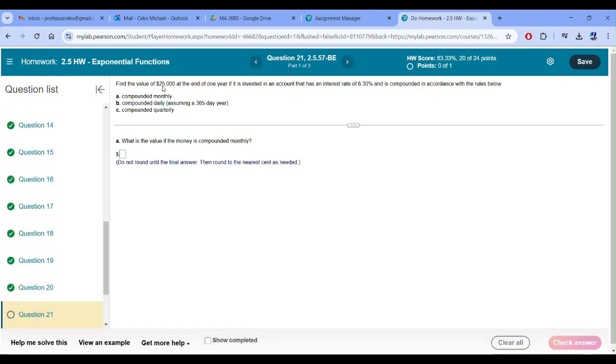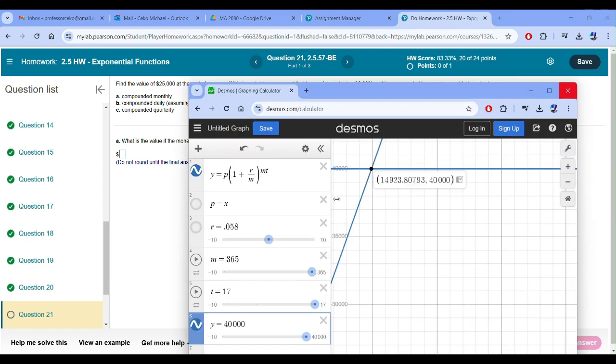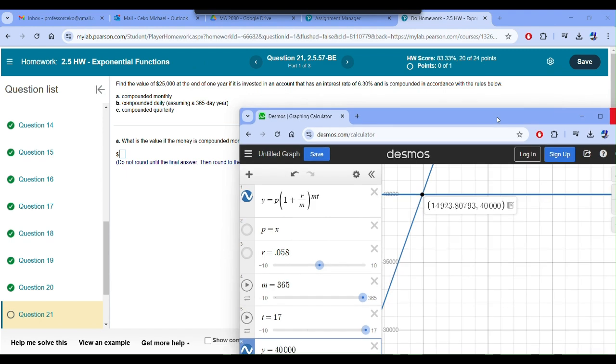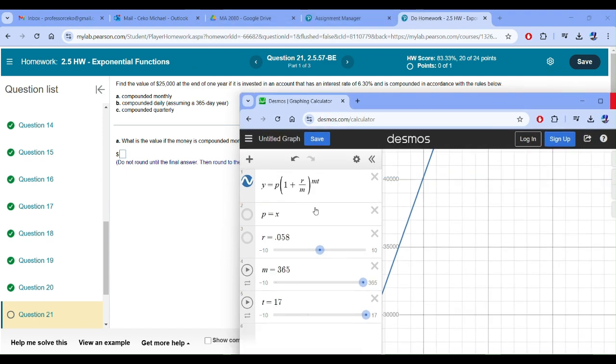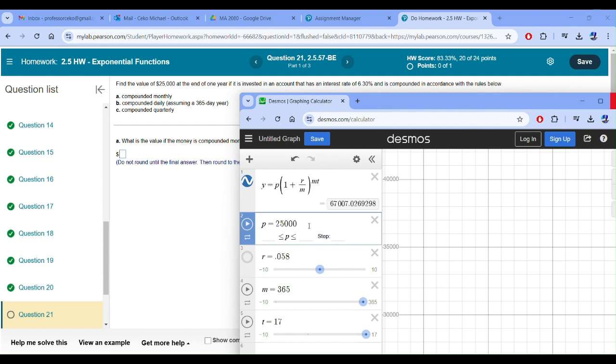Okay. All right, find the value of $25,000 at the end of 1 year if it's invested in an account that earns an interest rate, and it's compounded monthly, daily, quarterly. So now I'm going to go back to Desmos, and because I did all this work, it's all there for me. Let's just adjust this real quick. I don't need the 40,000. My principal is going to be 25,000. I'm going to be investing it at a rate of 6.3%.